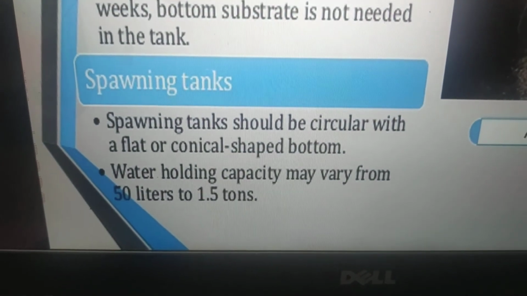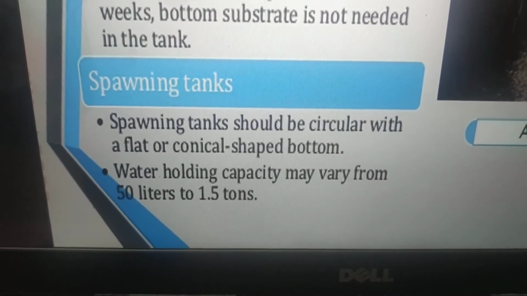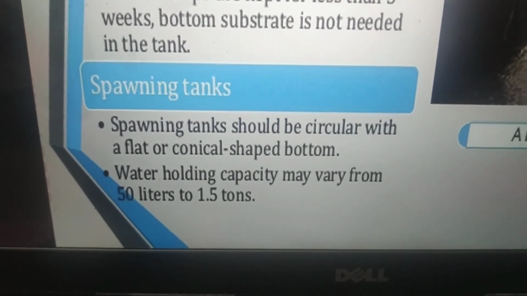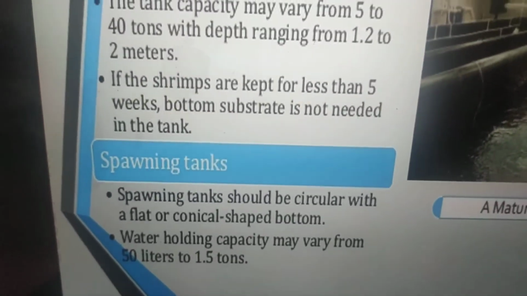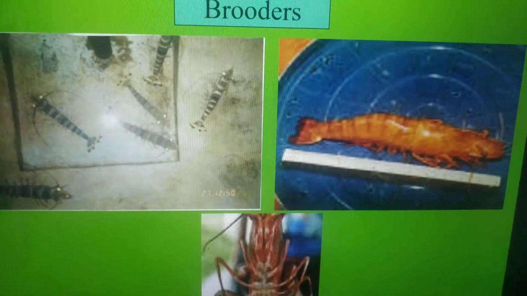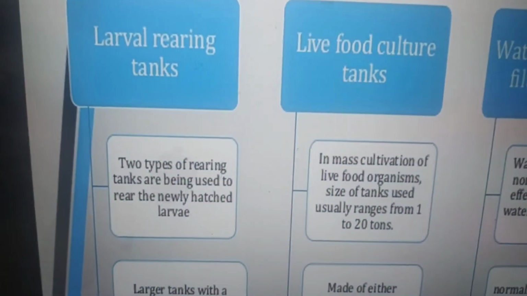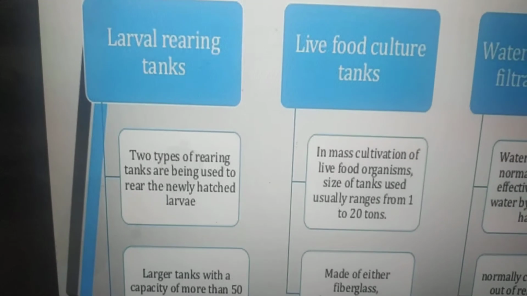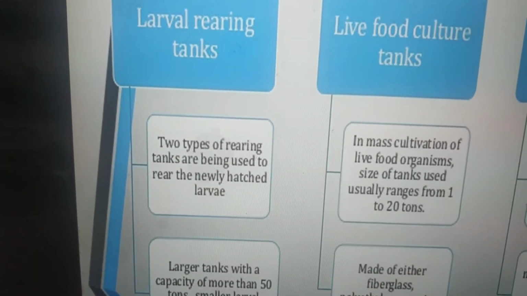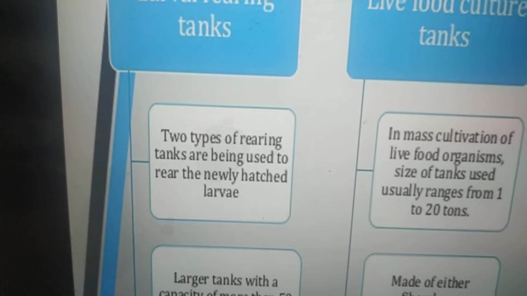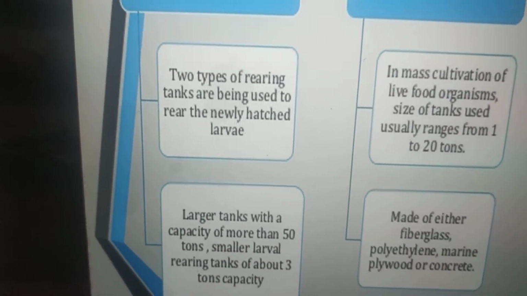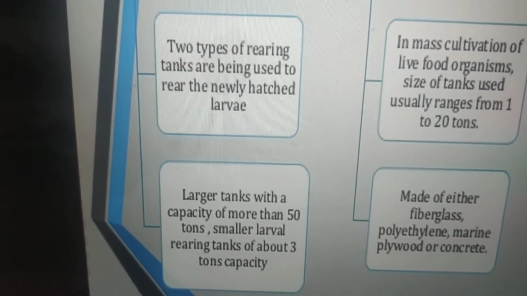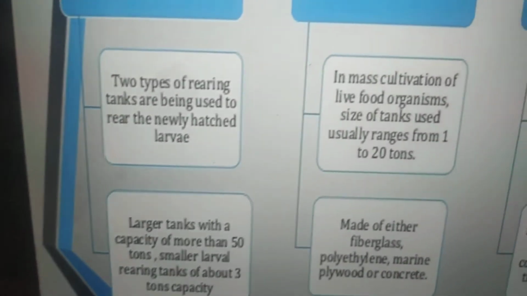Spawning tanks. Spawning tanks should be circular with a flat or conical shape bottom. Water holding capacity may vary from 50 liters to 1.5 tons. So this is the brooders. Larval rearing tanks. There are 2 types of rearing tanks being used to rear the newly hatched larvae. Larger tanks with a capacity of more than 50 tons, and smaller larval rearing tanks of about 3 tons capacity.